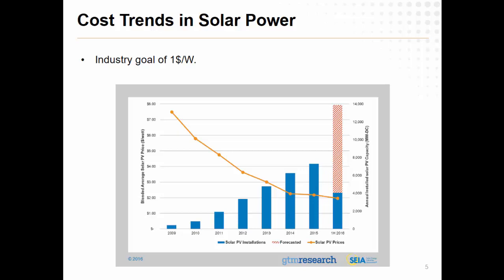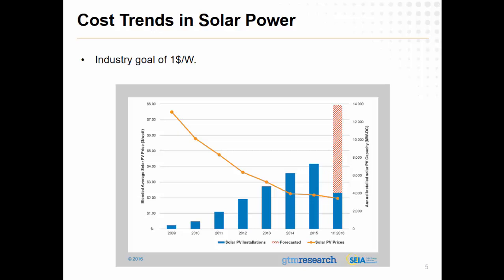So you notice there's also another trend. The bars here show solar photovoltaic installations, and it says annual installed solar PV capacity, so megawatts DC is what they're saying. So you see as the cost comes down, the actual installed capacity is going up. So we're out here in 2017, and that bar is probably reaching well beyond 15 or 20,000 megawatts, which is pretty good.